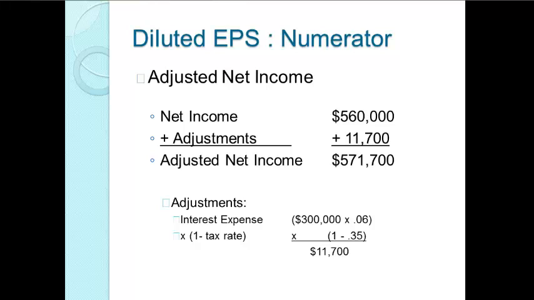For the adjusted net income, the adjustments are the interest expense times the tax rate. So the adjustments come to $11,700. Added to the net income of $560,000, you get the adjusted net income of $571,700.